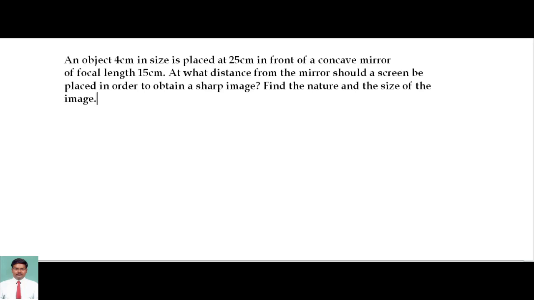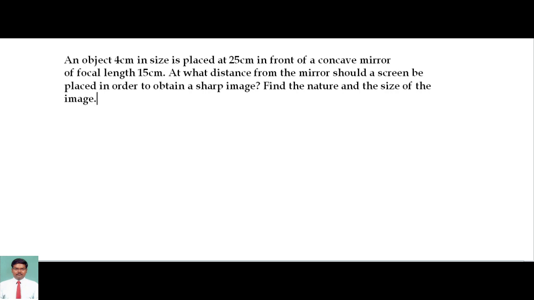An object 4 centimeter in size is placed at 25 centimeter in front of a concave mirror of focal length 15 centimeter. At what distance from the mirror should a screen be placed in order to obtain a sharp image? Find the nature and the size of the image.